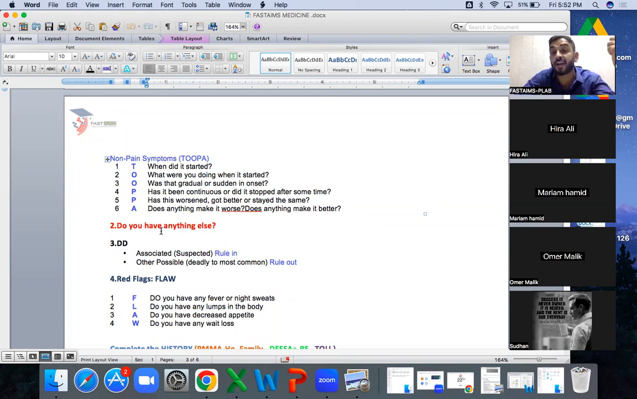I have divided the DD into two as well. One is associated, rule in, suspected, and the other is other possibilities, like rule out. This is quite important to learn, because then you will not miss anything. For example, if it was shortness of breath, or chest pain. He says after chest pain, Stupa KRS, no, I don't have anything. Okay, you need to ask a few things regarding ruling it in. The first thing that comes to your mind is heart attack, because it was radiating.